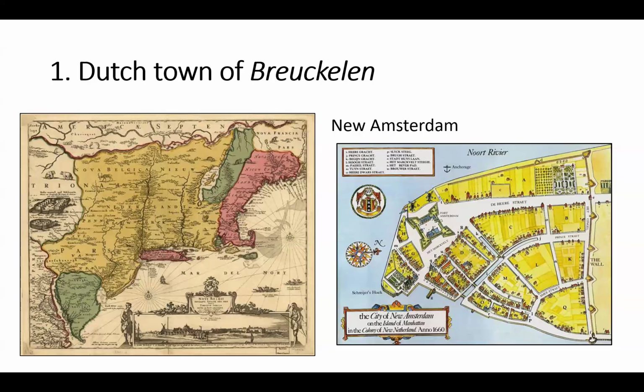Of course, the Dutch capital was New Amsterdam, and there we see it on the right with the Fort Amsterdam at the bottom of Broadway. We see the city wall going up and down in the picture on the right. This is today Wall Street.